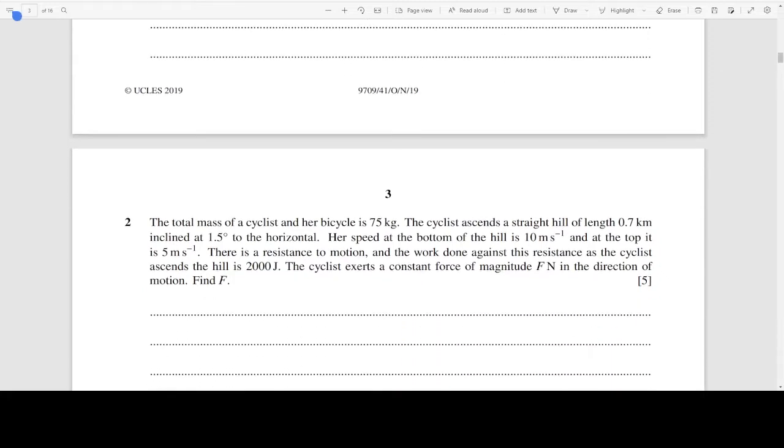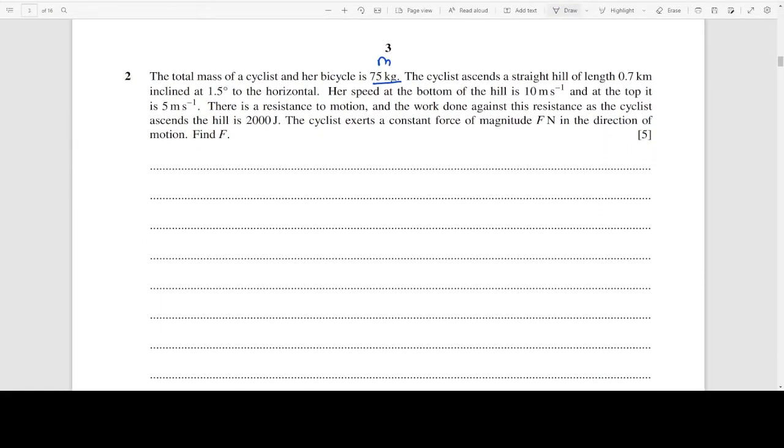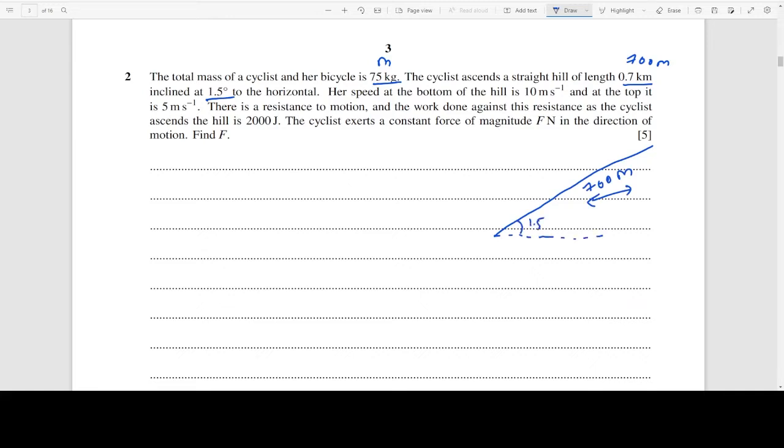Now moving on to the second question. The total mass of a cyclist on a bicycle is this. Cyclist ascends a straight hill of length 0.7 kilometers, inclined at 1.5 degree to the horizontal. So we have this hill, which is 0.7 kilometer, which is 700 meters. So we have this as 700 meters in length, and it's inclined at 1.5 degree to the horizontal.